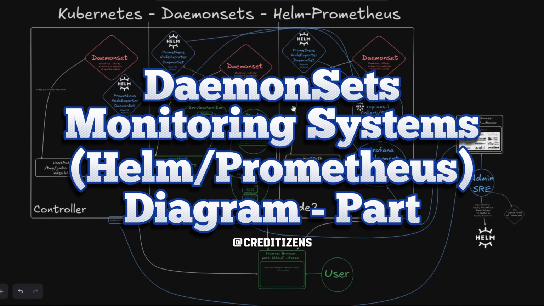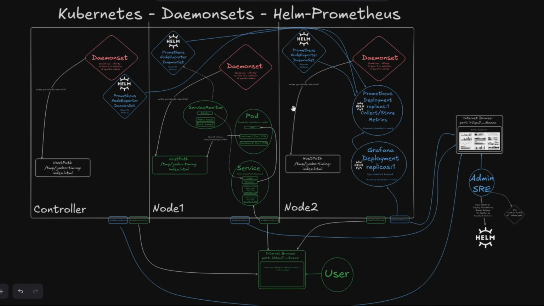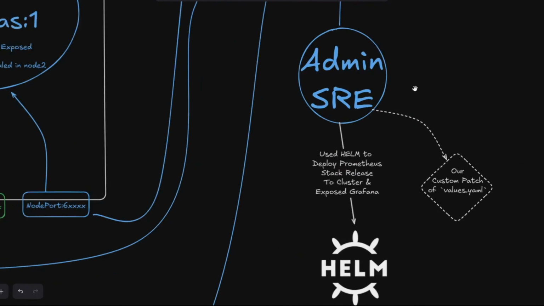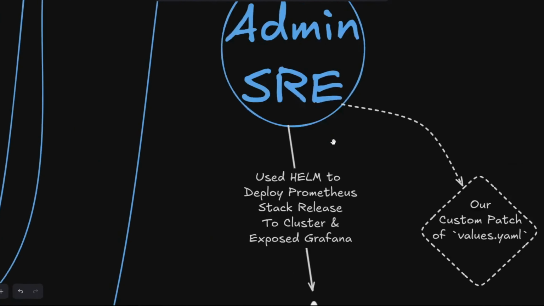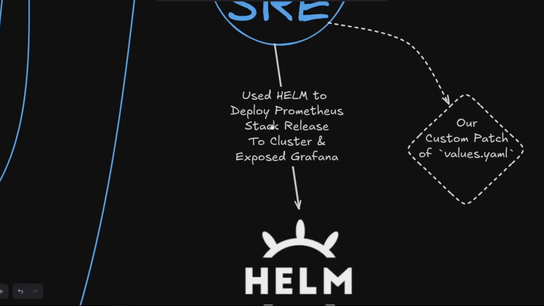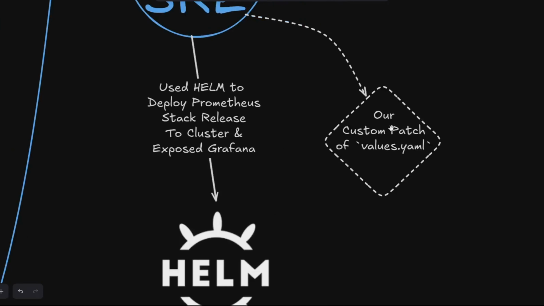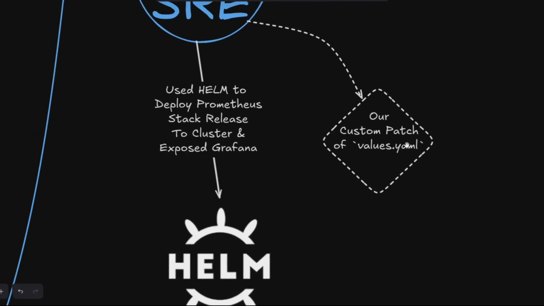DaemonSets monitoring system, Helm Prometheus. So we're going to go back into this diagram, and now I'm going to show you the Helm side of it with those DaemonSets also for Prometheus. So here we have the admin, the SRE. He's used Helm to deploy the Prometheus stack to the cluster and expose Grafana as well. He's using our custom patch of values.yaml that we're going to create together later on.